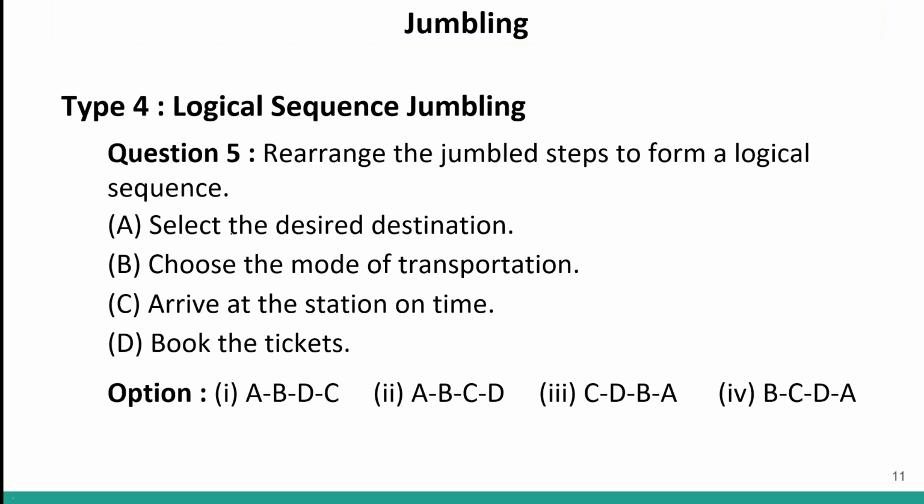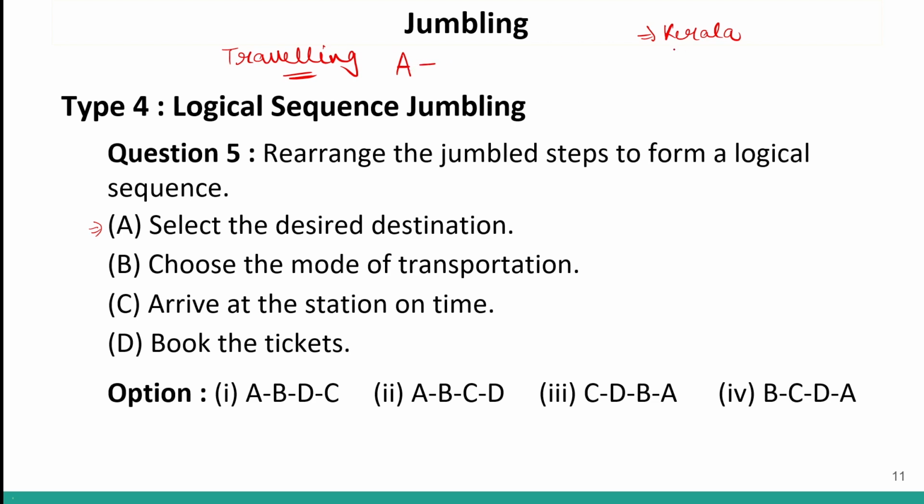Now, select the desired destination. Choose the mode of transportation. Arrive at the station on time and book the tickets. So this is again related to traveling, correct? This is related to traveling. Now let us say that I have to go to Kerala. So the first thing that I have decided is the place that I want to go to in my vacations. So the first step will be to select the desired destination. Okay, so this will be my first step.